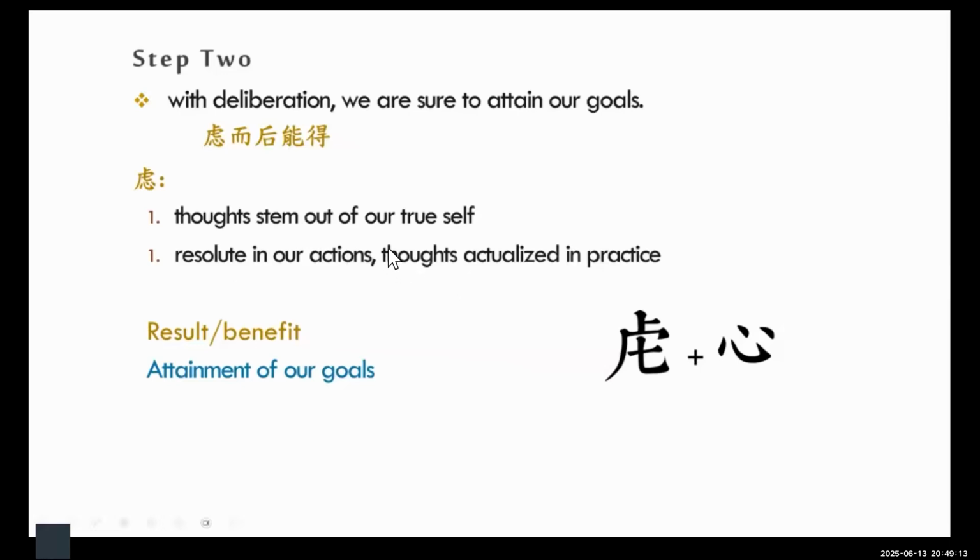So this is my not so sufficient explanation or understanding of the five steps of cultivation, or mental preparation, for the achievement of our goals.